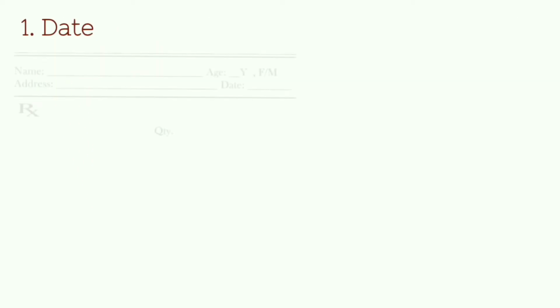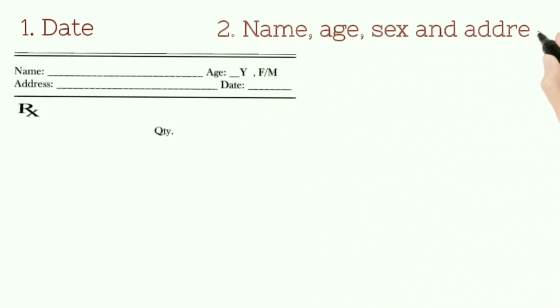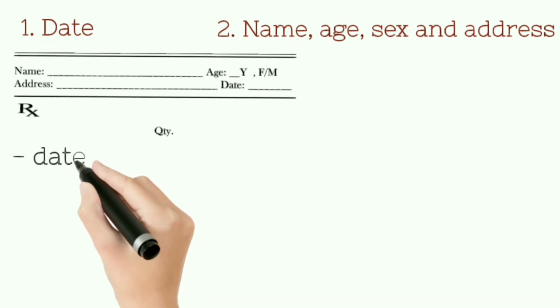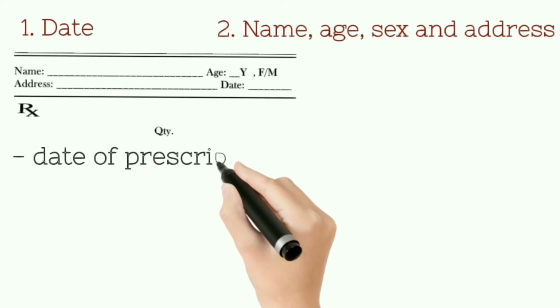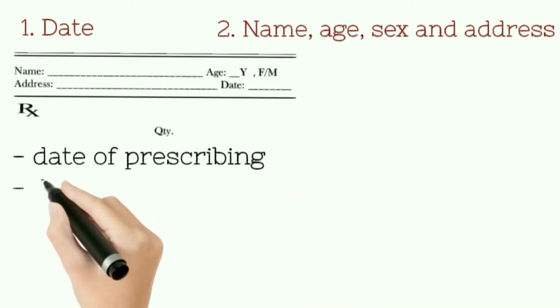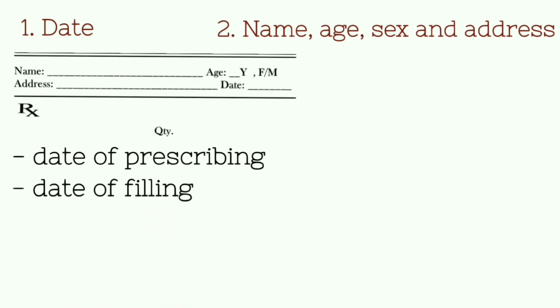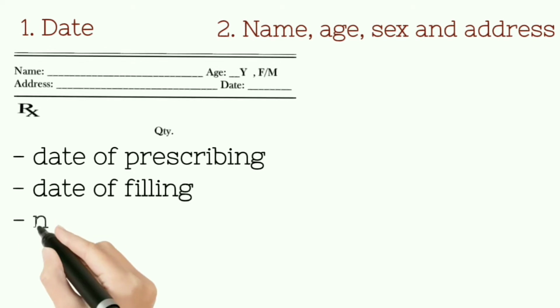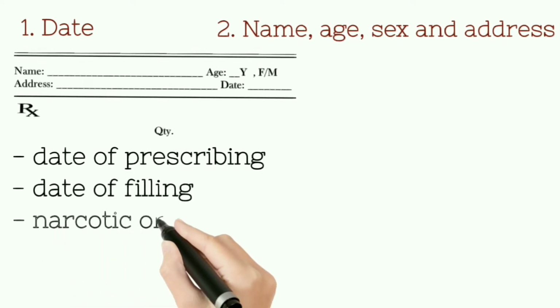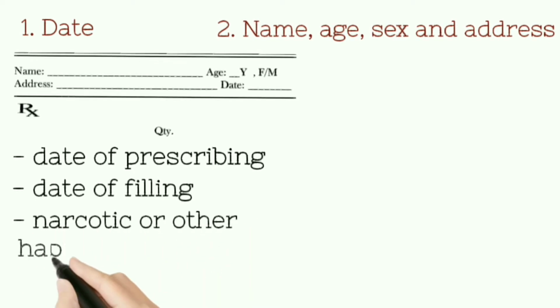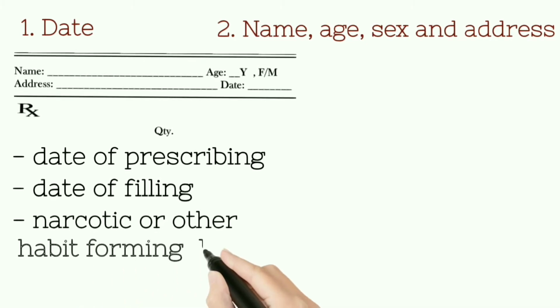The first point is date, and the second is name, age, sex and address of the patient. Due to the date on the prescription, the pharmacist finds out the date of prescribing and the date of presentation of it for filling. A prescription containing narcotic or other habit-forming drugs must bear the date in order to avoid its misuse if it is presented a number of times by the patient for dispensing.